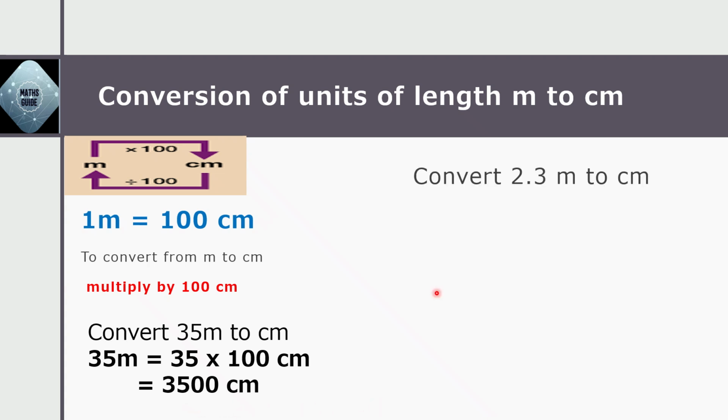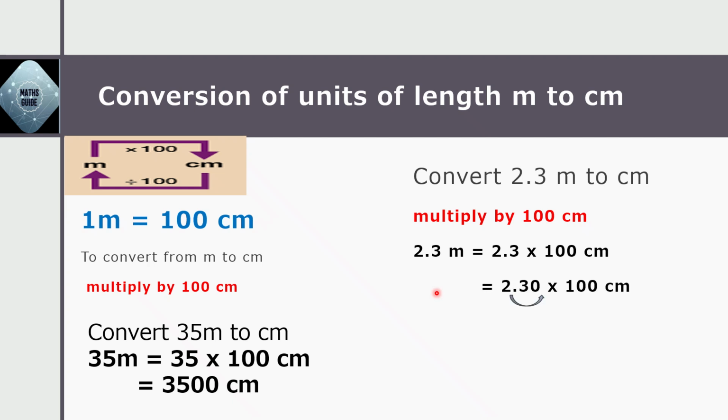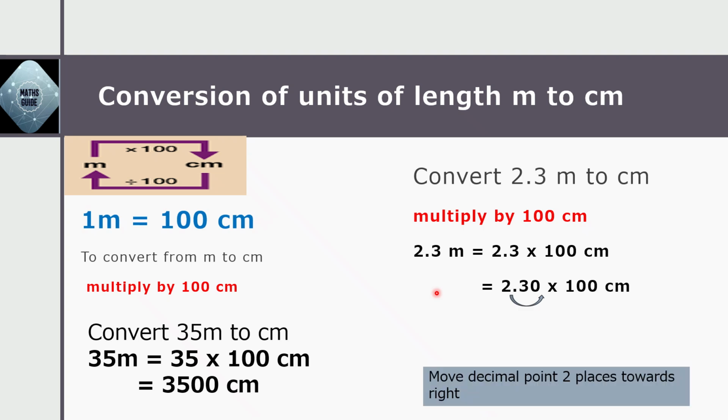Another example for you. This time we have again a decimal number and we will multiply this decimal number by 100. And we will simply shift the decimal point 2 places towards right, like this. And our answer will be 230 meters.